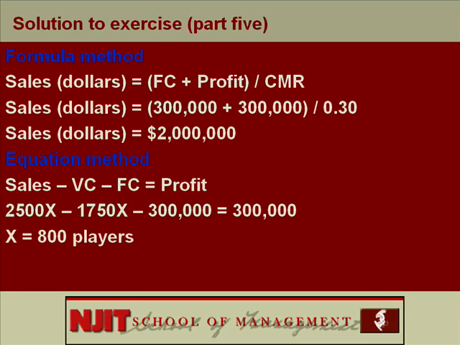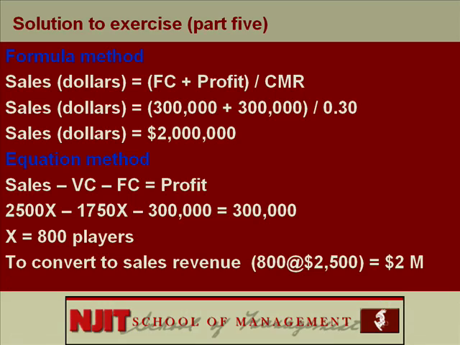You know it's $2,500. That's the selling price per player. So 800 times 2,500. So the sales revenue is 2 million. You get the same answer. Except this was a little bit longer. Don't you agree?